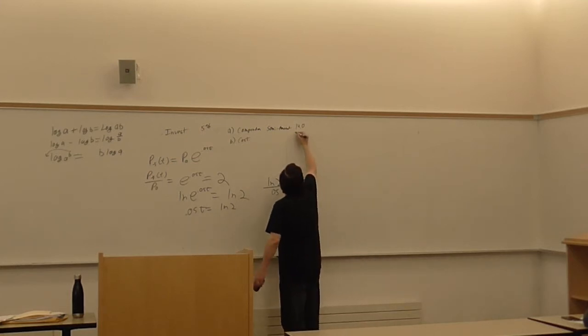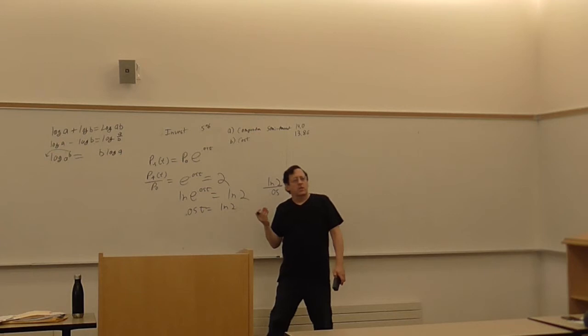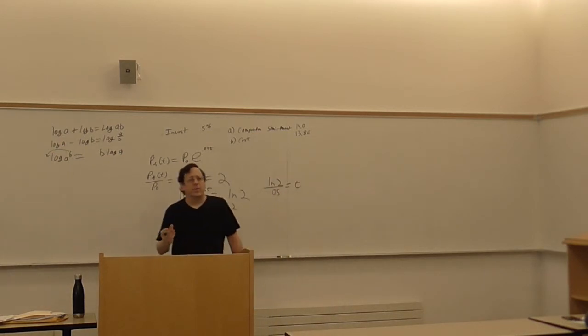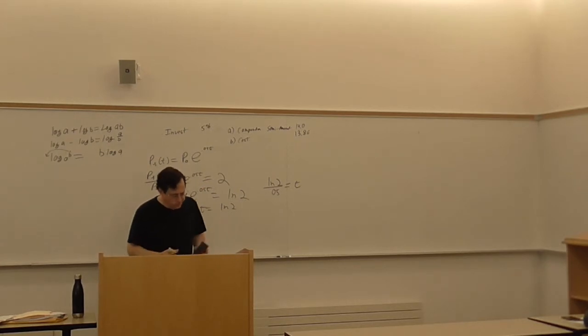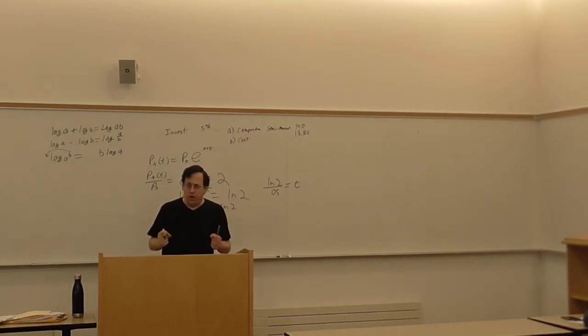$13.86. Okay, so compounding continuously is a little bit faster, not a lot, just a little bit. All right, that brings us to the end of logs.